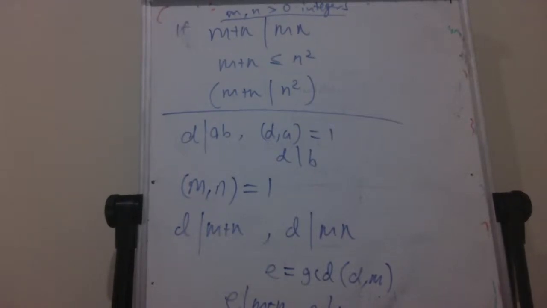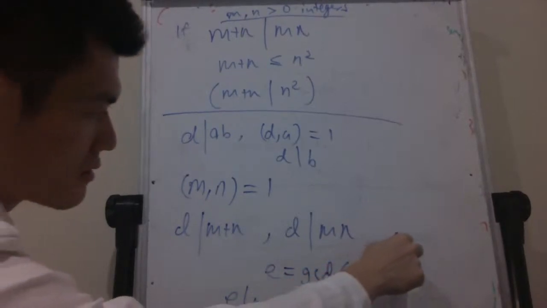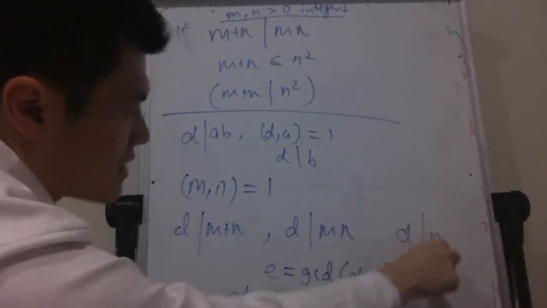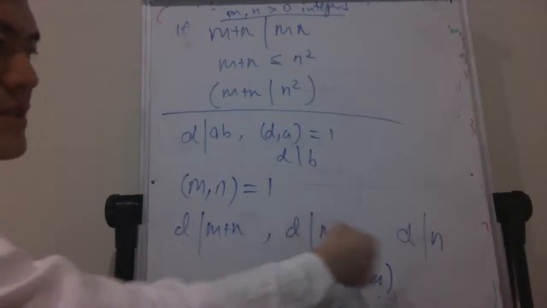If E divides N and M, since the GCD was 1, then E must be 1, so it doesn't apply. That means the GCD of D and M is 1. So then D must divide N. But by the same reasoning, the GCD of D and N is 1.